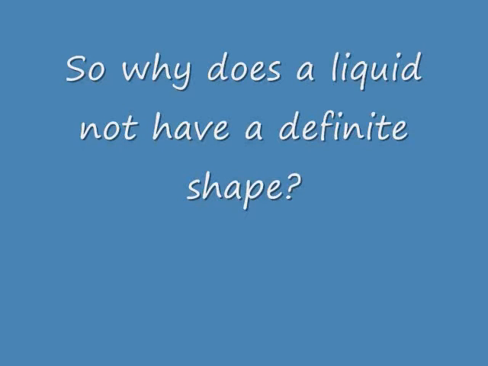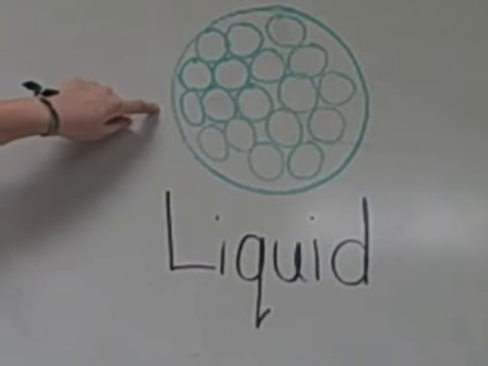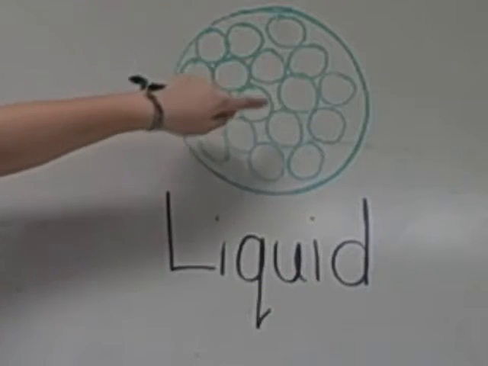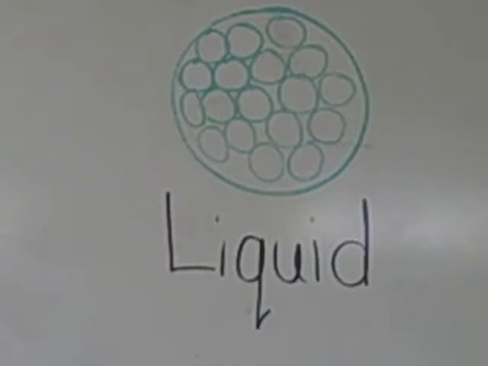So why does a liquid not have a definite shape? This is the inside of a liquid molecule, and as you can tell, the molecules have no organization, and that lets them move around, and that's why a liquid does not have a definite shape.